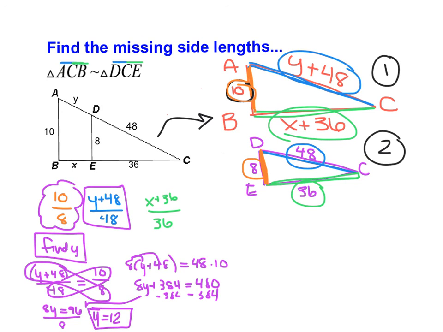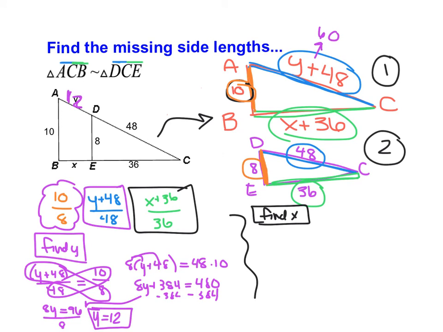Which, if I look at my picture, seems to make sense. If this was about 12, then this whole side length here becomes 60. And that looks like it could be about right. So now I'm going to apply the same type of thinking to help me find x. So here I'm going to use x plus 36 over 36, and I'm going to set it equal to the ratio with two numbers, which is 10 over 8. We then notice that we want to put parentheses around that x plus 36 before we cross multiply here.